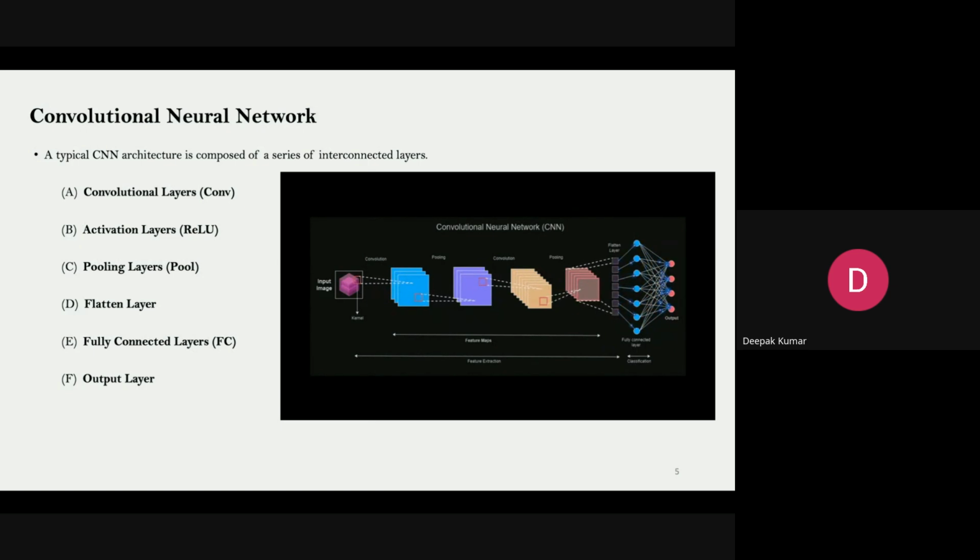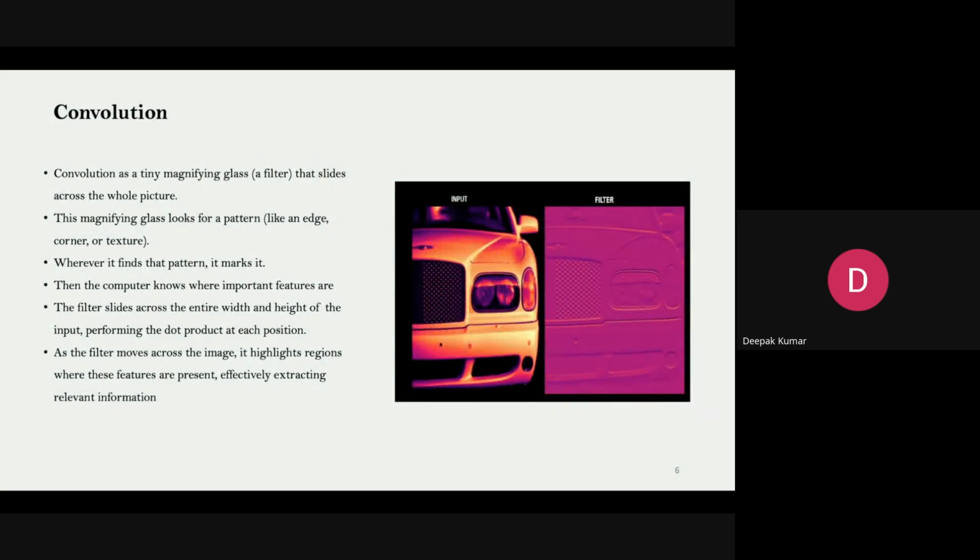Later, the fully connected layer is just like a neural network layer. And then finally, we have our objective functions. We sometimes call them loss functions. We'll discuss that. So this whole discussion is around these 6 components. So let's start with the convolution.